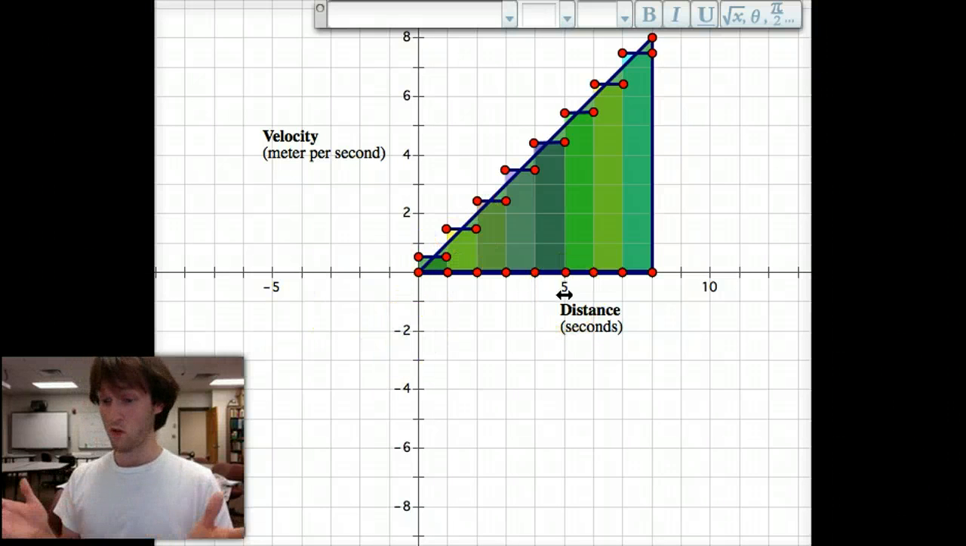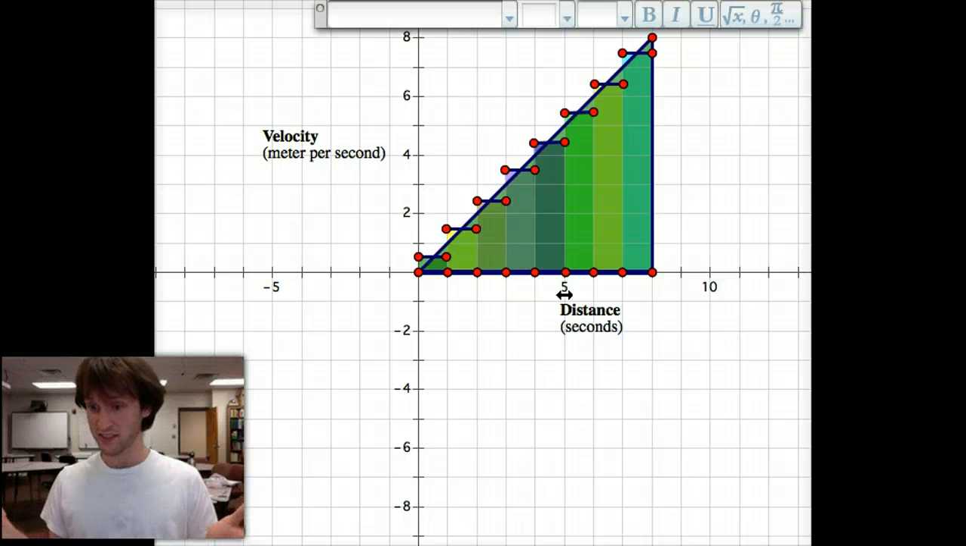Okay, great. So can anyone tell us what our big revelation is? Well, if we have a velocity graph, the area underneath that is the distance.